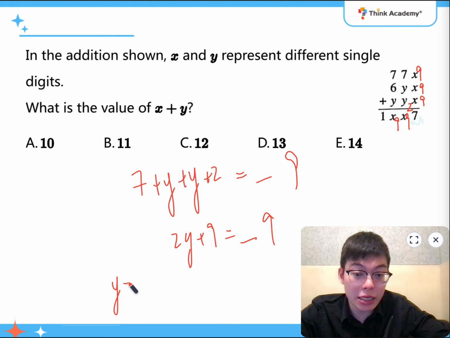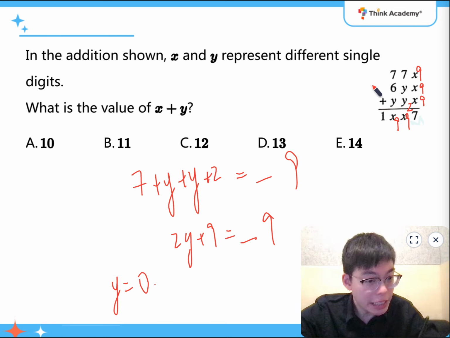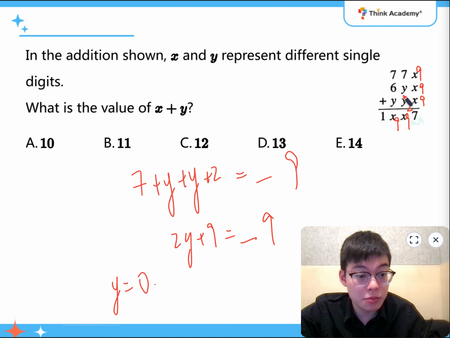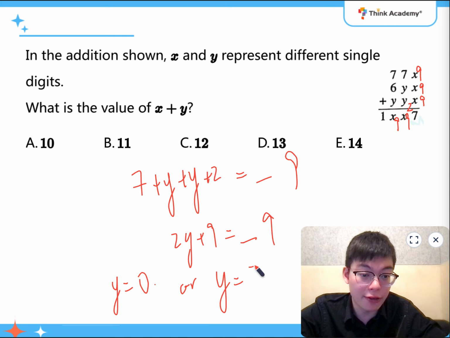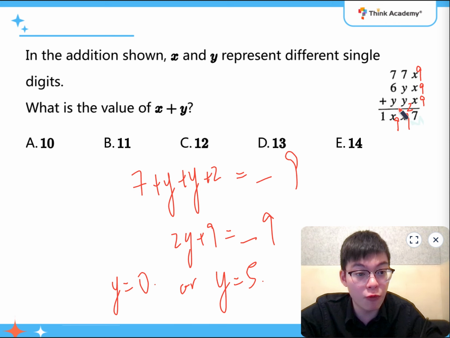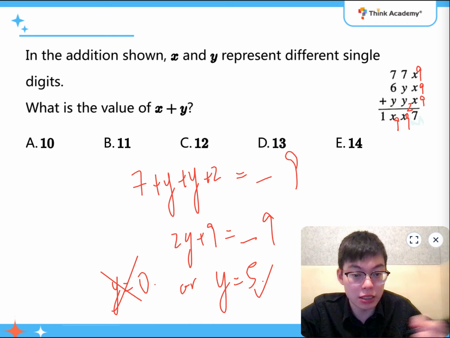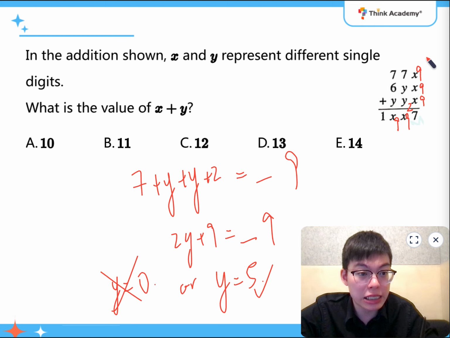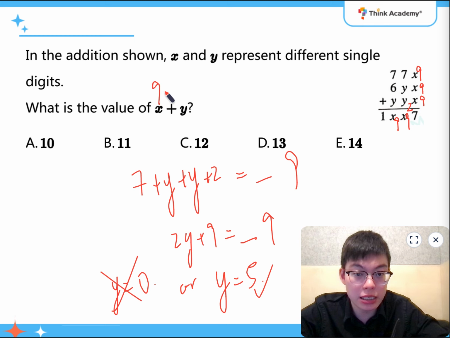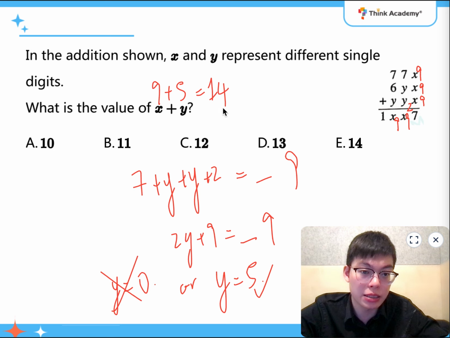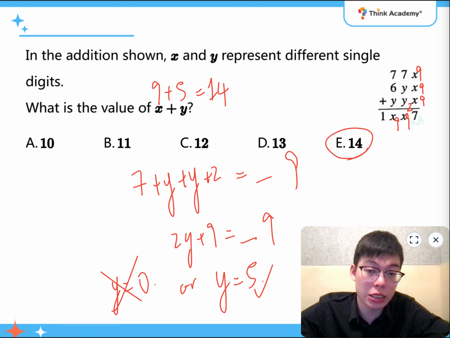So y can either be 0, which the calculation won't be correct because 7 adding 6 adding 0 would not be 19, or y can be 5, which is going to be correct this time because we have a carryover of 1. 7 adding 6 adding 5 adding 1 is going to be 19, yeah? So y is equal to 5, not 0. And we know x is 9. So x adding y is 9 adding 5, which is 14. And that's going to be E as the answer. Okay.